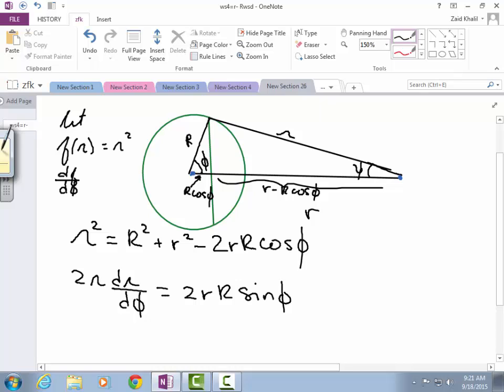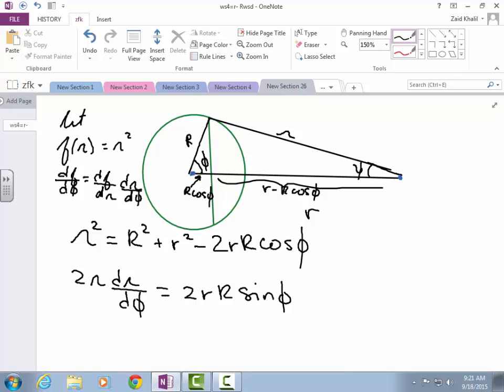But chain rule says what? df d phi is equal to df dr times dr d phi. What's df dr? 2 script r times dr d phi. And that's the derivative of this thing with respect to phi. So it's chain rule. Implicit differentiation is just another way of restating the chain rule. So let's take a look at this.